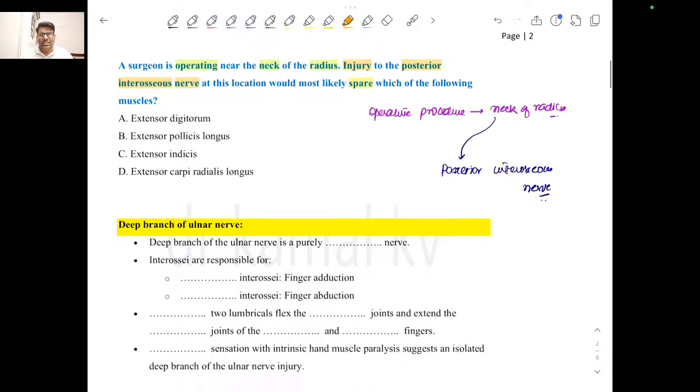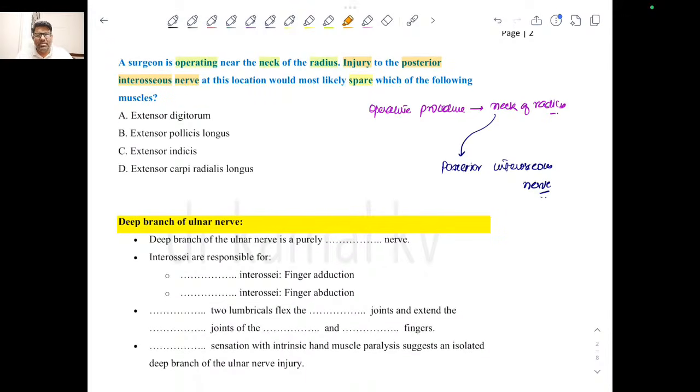I think we have already discussed this. That muscle is actually doing wrist dorsiflexion. So that is extensor carpi radialis longus. This muscle is supplied by the radial nerve, so it is spared, right? So in posterior interosseous nerve injury, extensor digitorum, extensor pollicis longus, extensor indicis, all muscles will get paralyzed. Very good, bache, very good. Option D, ECRL. It is supplied by the radial nerve and therefore it will be spared.